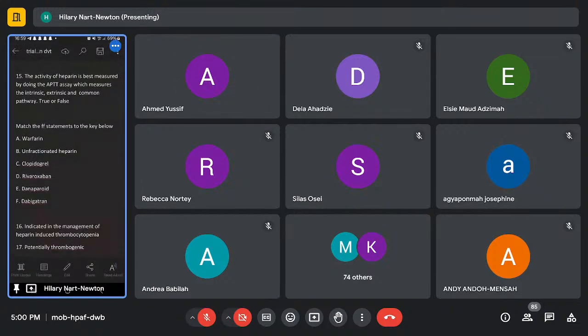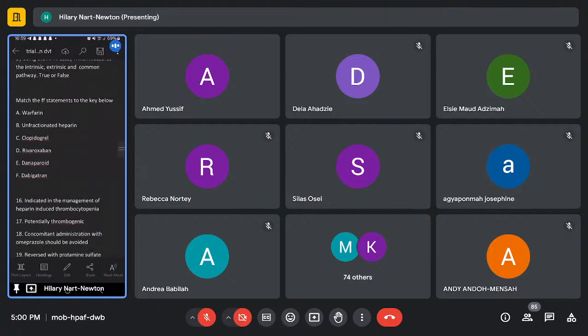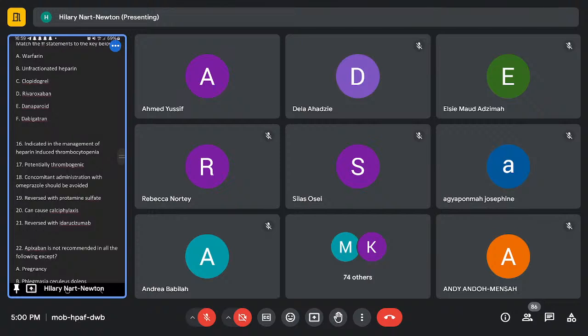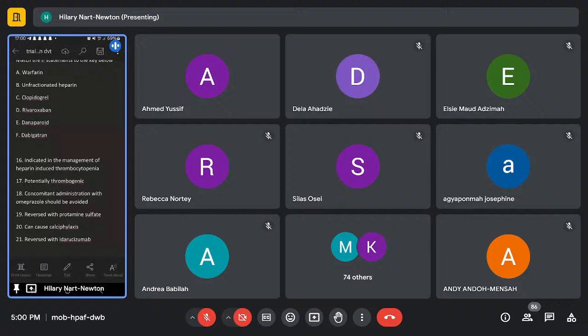Okay. Match the following statements to the key below. So A, warfarin, B, unfractionated heparin, C, clopidogrel, D, rivaroxaban, E, danaparoid, F, dabigatran. So 16, indicated in the management of heparin-induced thrombocytopenia.